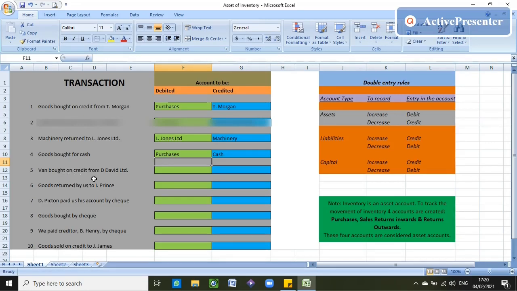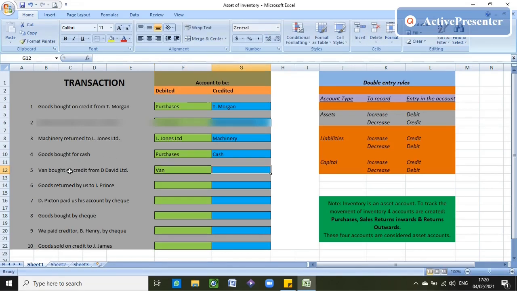Van bought on credit from D. David Limited. We do not see the word goods here, so we know automatically again these accounts will not be used. So we are buying a van. This is an asset. How do we increase assets? By doing debit entries. So van will be debited.